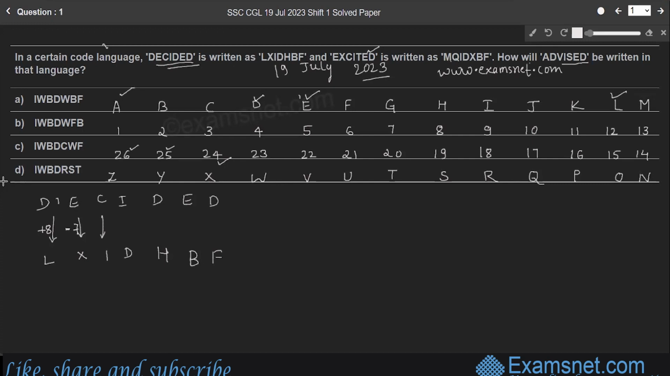Whereas C is 3, I is 9. So we can write C plus 6. Whereas I is 9, D is 4. So 9 minus 5 is D, right? So here D is 4, D is coded as H. So 4 plus 4 is 8, which is H. And E is 5, B is 2. So 5 minus 3 is 2. And D is 4, D is coded as F. 4 plus 2 is 6, which is F, right?